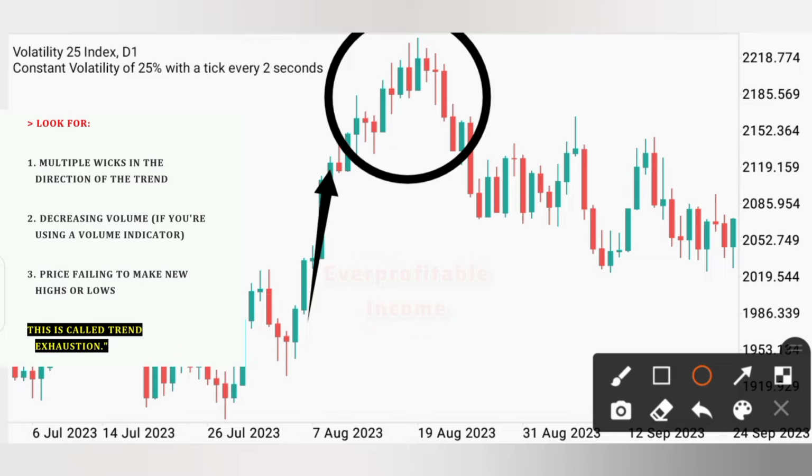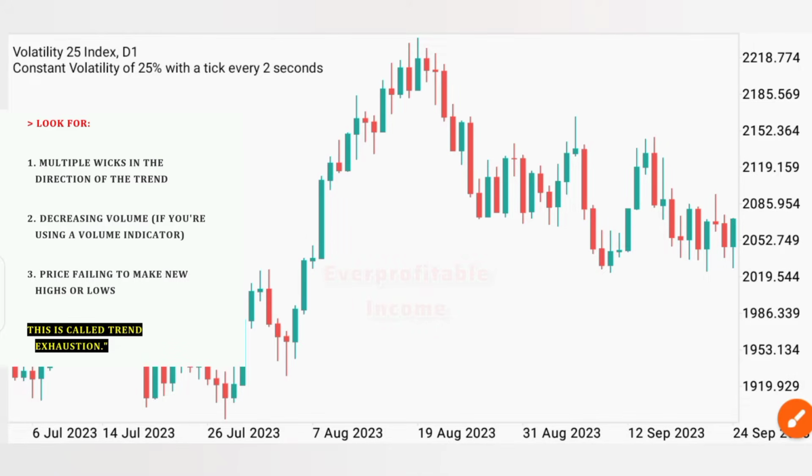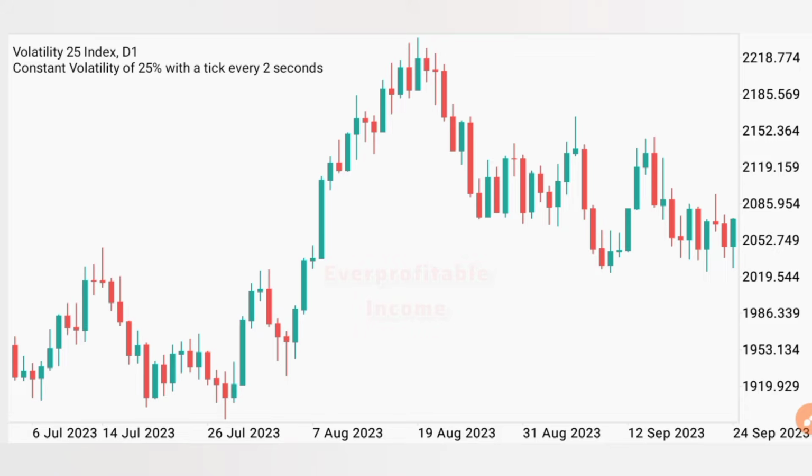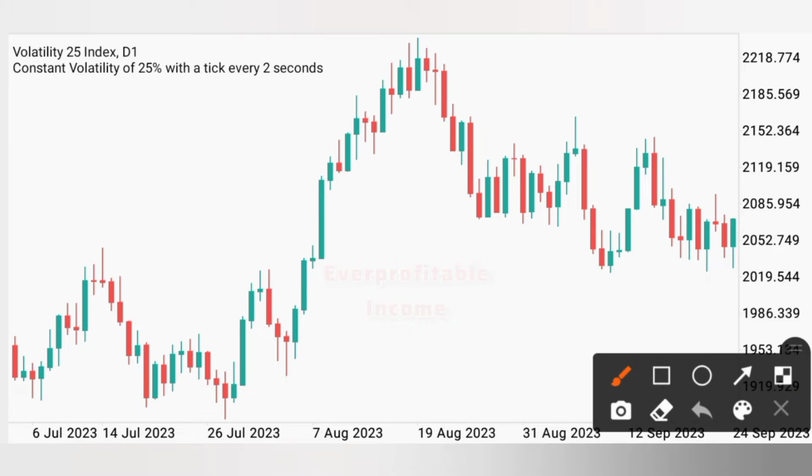And another thing you will see is a decrease in volume, if you are using the volume indicator. And another thing you are to see is price will fail to make new highs or new lows. If it's a bullish trend and it's been making higher highs and higher lows, let me illustrate. Higher highs and higher lows. It will fail to make new higher highs.